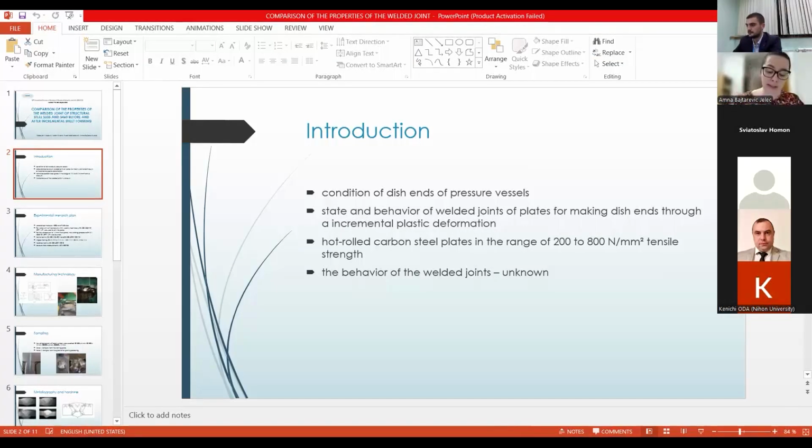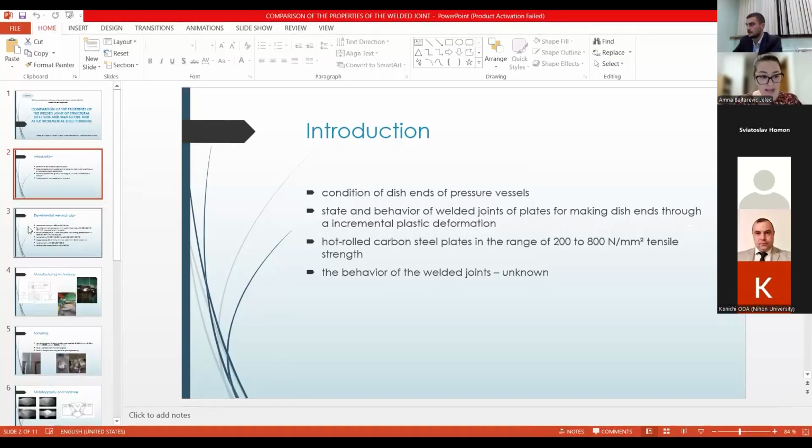The most commonly used material for making dish ends is hot rolled carbon steel plates in a range of 200 to 800 newton per square millimeter tensile strength. These materials have good plasticity properties. In addition to the established parameters influencing the manufacturing of dish ends through incremental sheet forming, the behavior of welded joints, which form a heterogeneous section of the dish end, is still not fully understood.